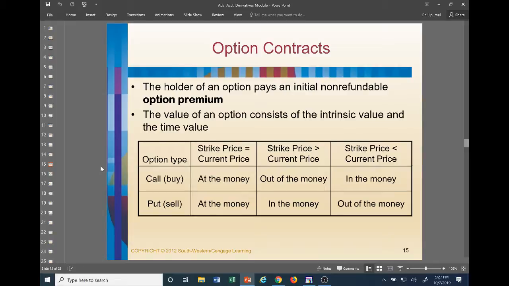So the value of an option can be realized either through the exercise of the option or through cash settlement. If the option can be exercised at any time during the specified period, it is referred to as an American option. If it is exercisable only at the maturity date or expiration date of the contract, it is referred to as a European option. So, once again, a European option is only exercisable at the maturity date or expiration date, whereas if an option can be exercised at any time during the specified period, it's referred to as an American option.